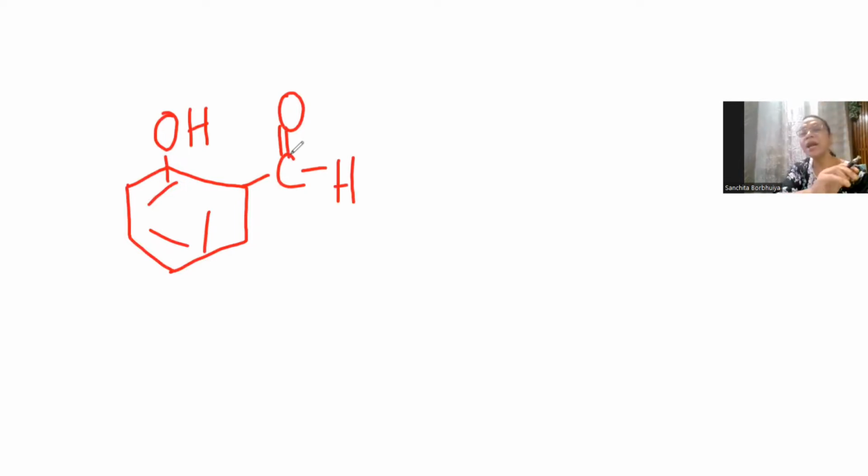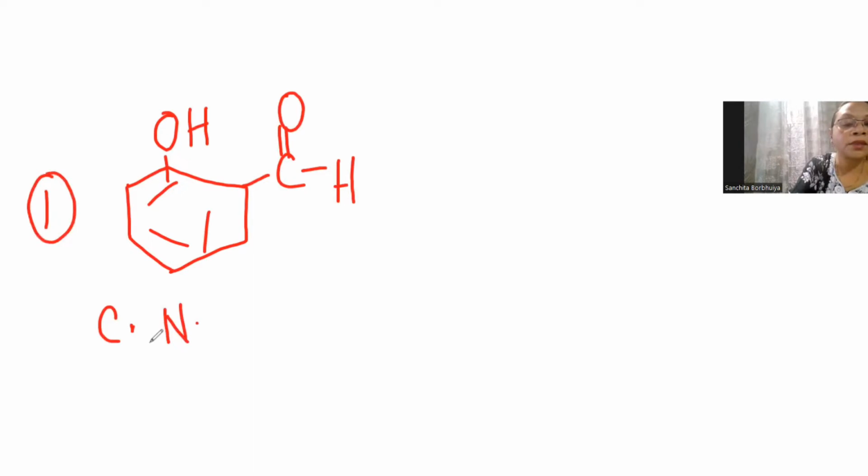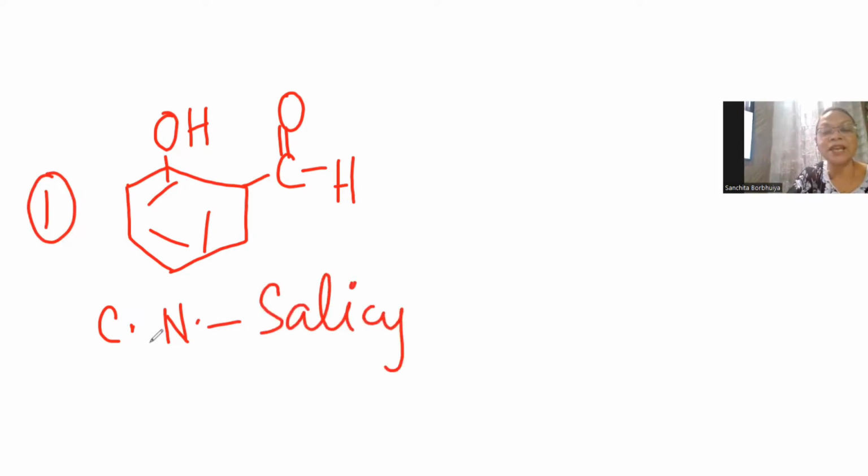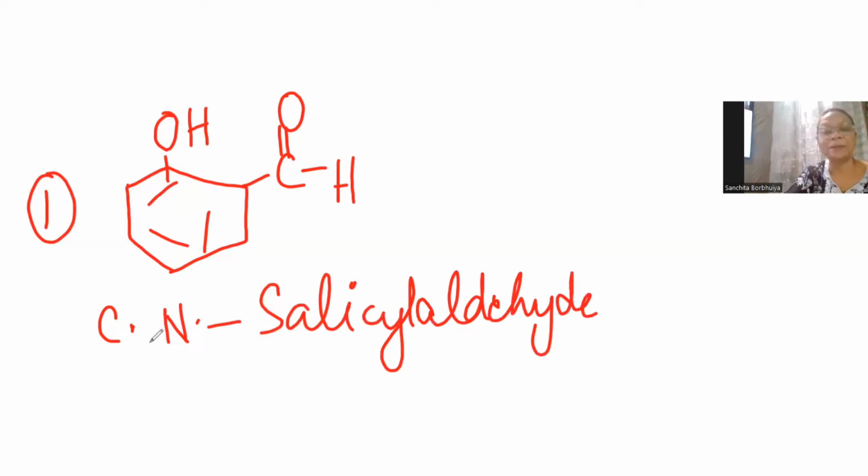where the OH group of phenol is attached to CHO. So we all know that aldehyde has more priority compared to OH. So if you see the common name of this compound, the common name is important. It is called salicylaldehyde. Okay, the common name of this compound is salicylaldehyde.